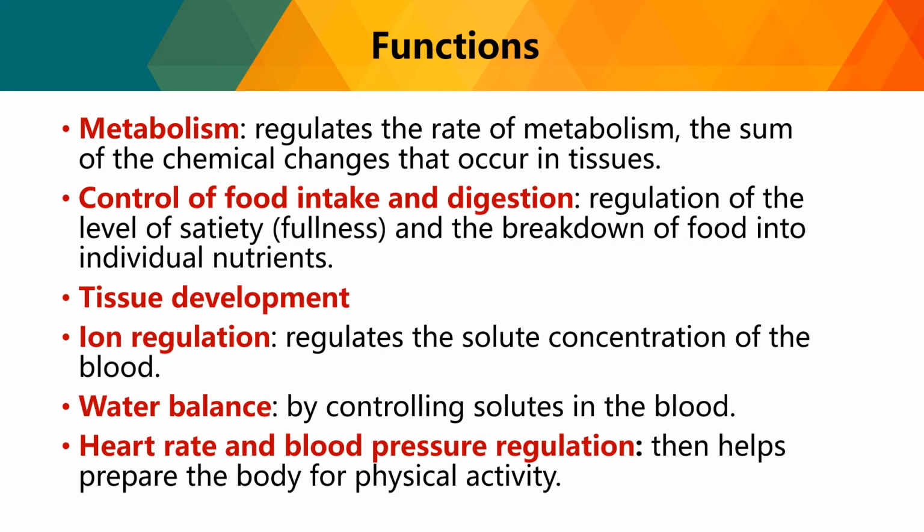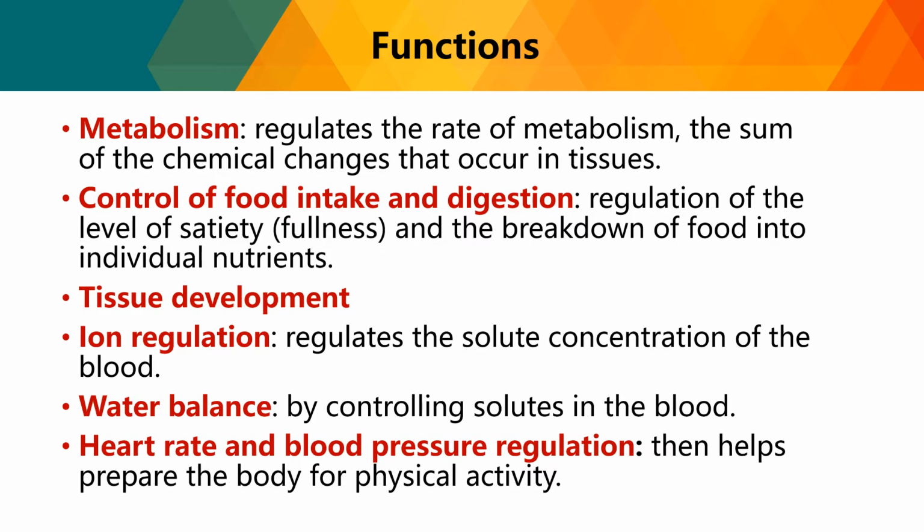The different functions of the endocrine system are as follows. First is metabolism. It regulates the rate of metabolism, which is the sum of the chemical changes that occur in tissues. Next is the control of food intake and digestion. So it is responsible for the regulation of the level of satiety, or fullness, and the breakdown of food into individual nutrients. The endocrine system also has a function for tissue development.